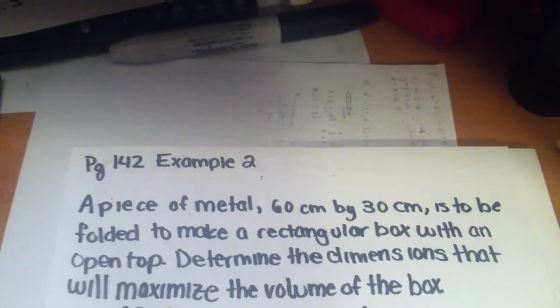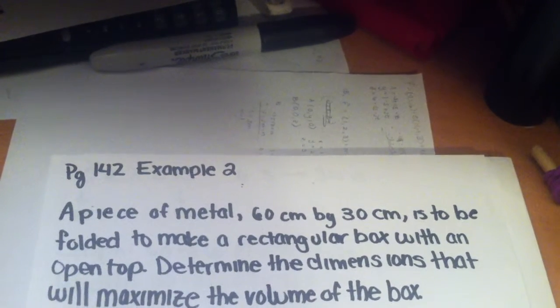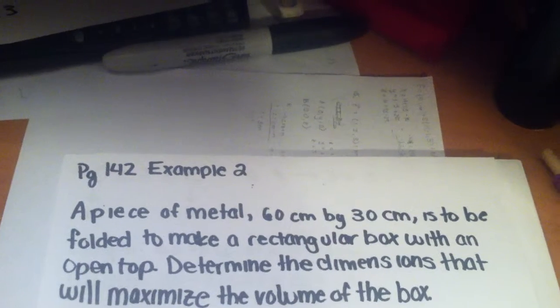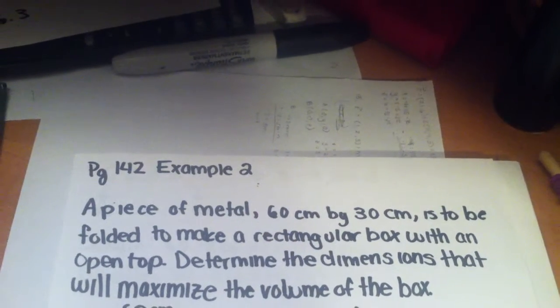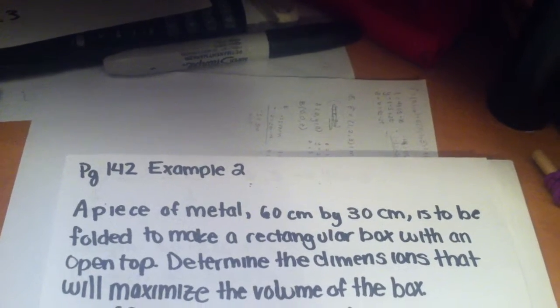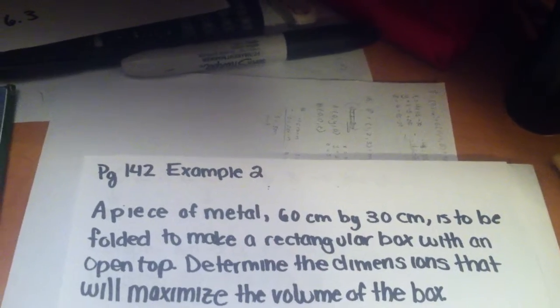The question asks: a piece of metal which is 60 centimeters by 30 centimeters is to be folded to make a rectangular box with an open top. Determine the dimensions that will maximize the volume of the box.